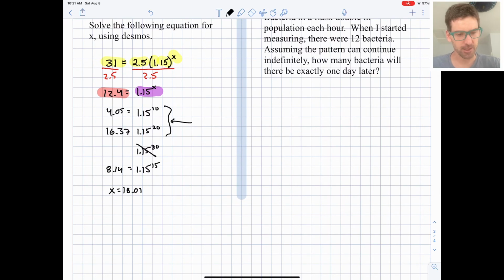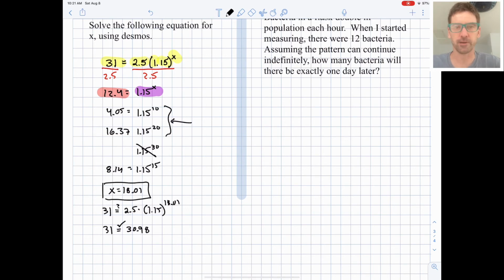So a great way to check it, which is probably a good thing to do here, is to just plug things back in. So is 31 equal to 2.5 times 1.15 to the 18.01? And let's see what we get. And we get, is this equal to 30.98? It is. It's within the world of rounding. So we rounded that 18.01 a little bit. So looks like we did it correctly. So x is 18.01 right there.